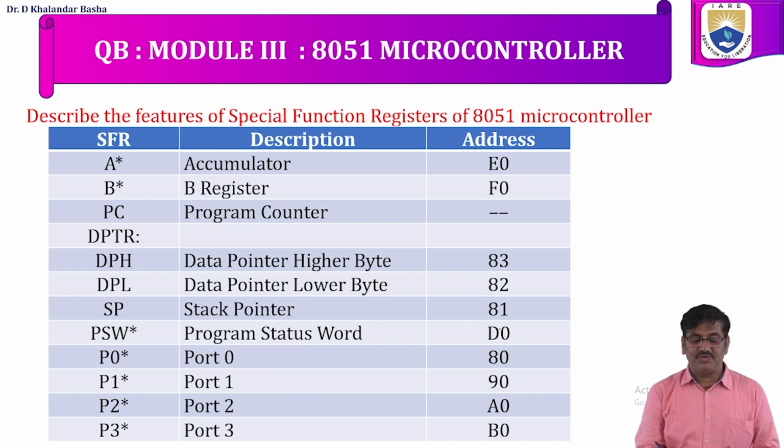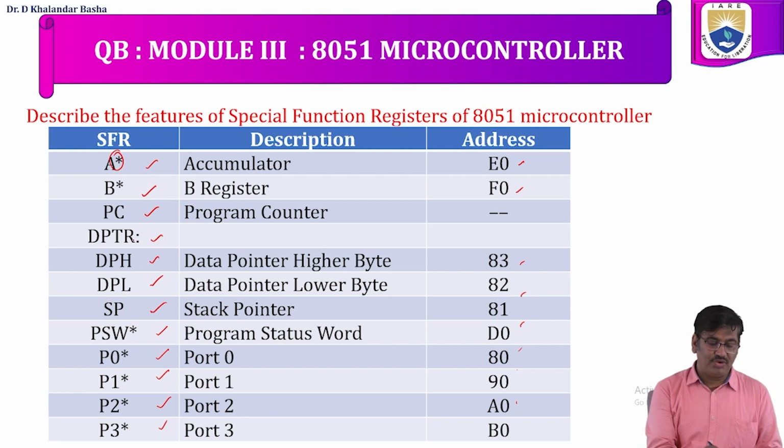Describe the features of special function registers of 8051 microcontroller. So there are various SFRs existing in 8051 microcontroller like accumulator, B register, program counter, DPTR, where DPTR will have two 8-bit registers DPL and DPH, stack pointer, program status word, port 0, port 1, port 2, and these are the addresses of the corresponding registers. Whichever register has a star, they are bit addressable. If you don't have any star, it is byte addressable.